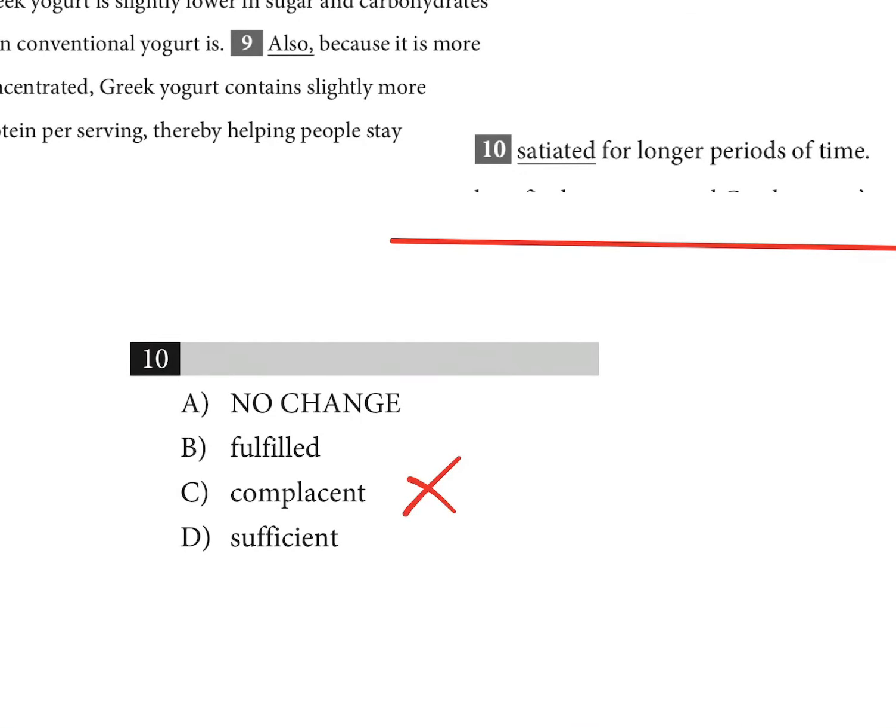D is sufficient, which again sounds similar, right? Someone is sufficiently full. They just don't want to eat anymore. But if we think about it, this word has to be related to what someone is feeling. And sufficient isn't really something that a person can be feeling, right? If they're not hungry, we wouldn't refer to them as being sufficient. Sufficient would maybe be referred to as the food that they ate. They ate a sufficient amount of food, but they themselves are not sufficient, so we can eliminate this.